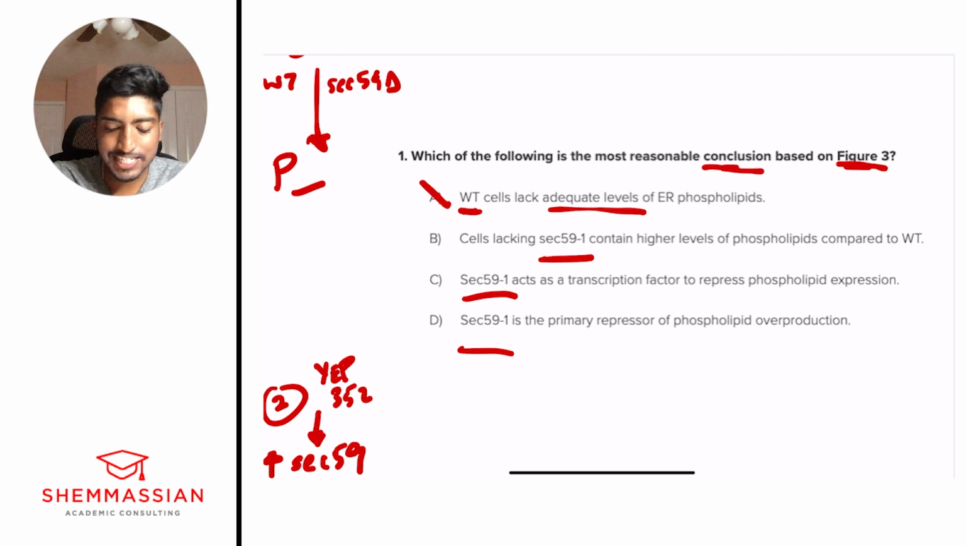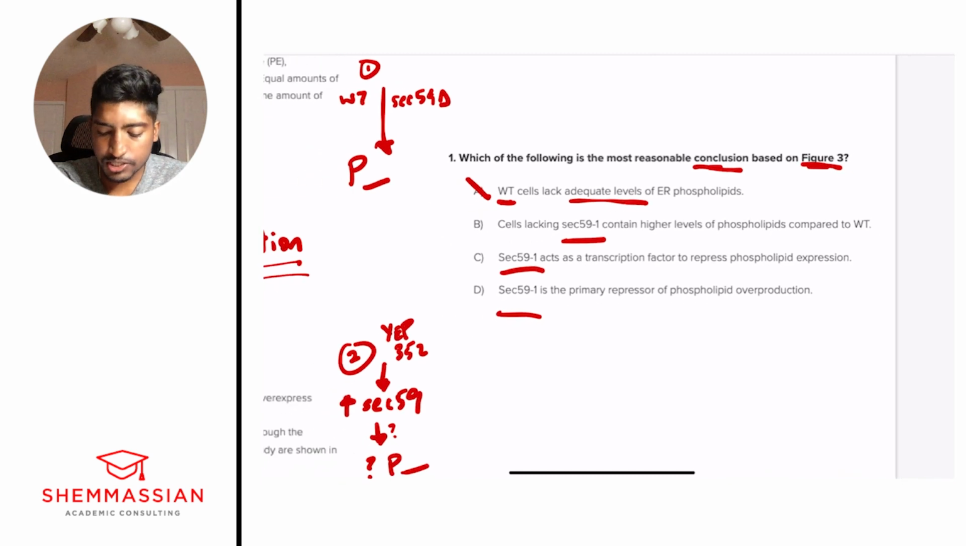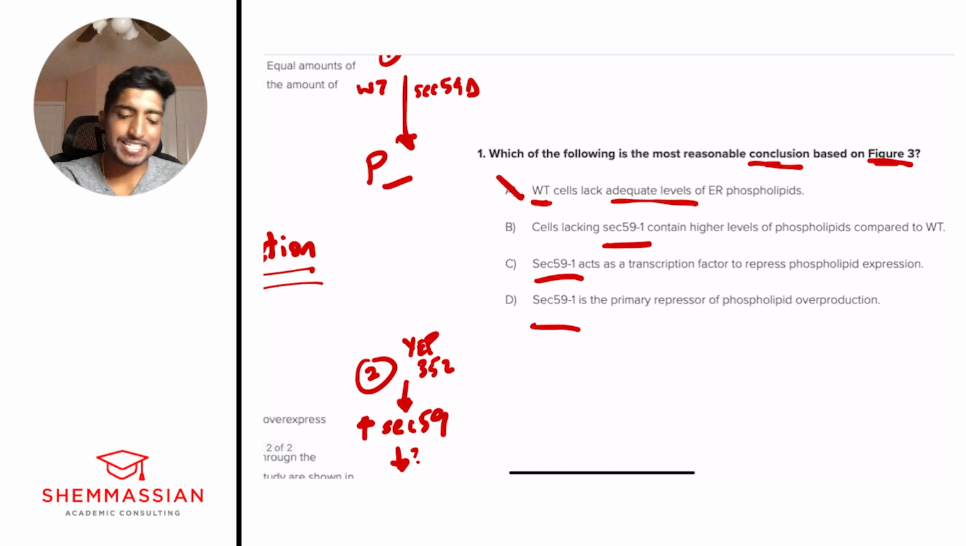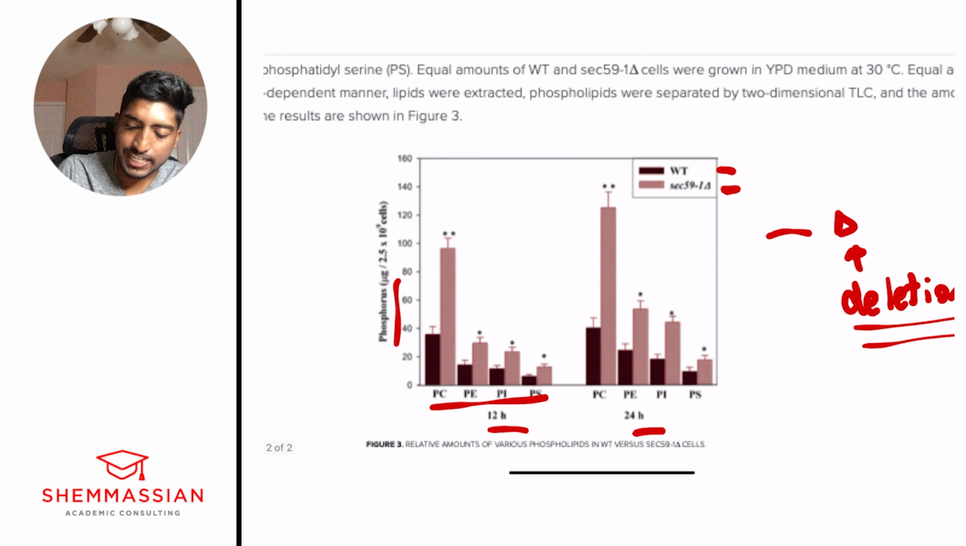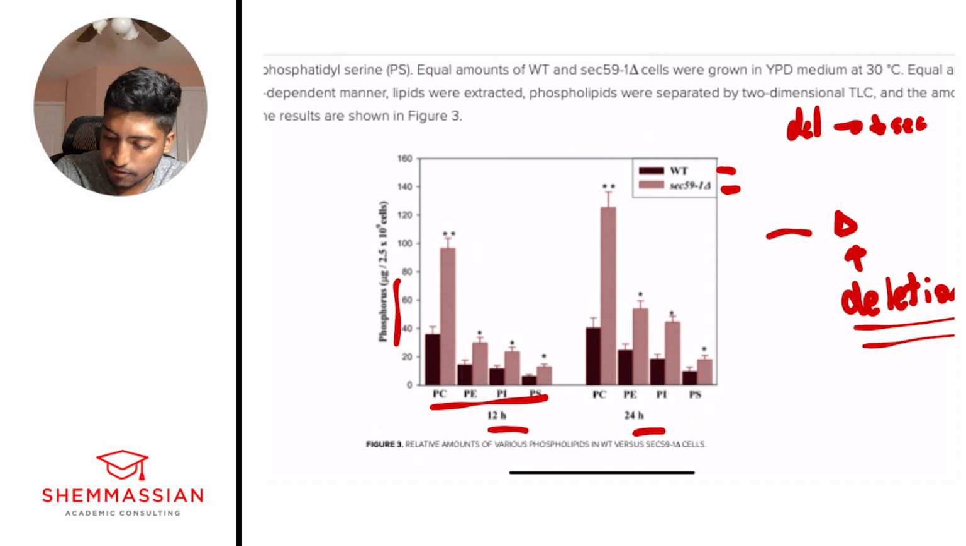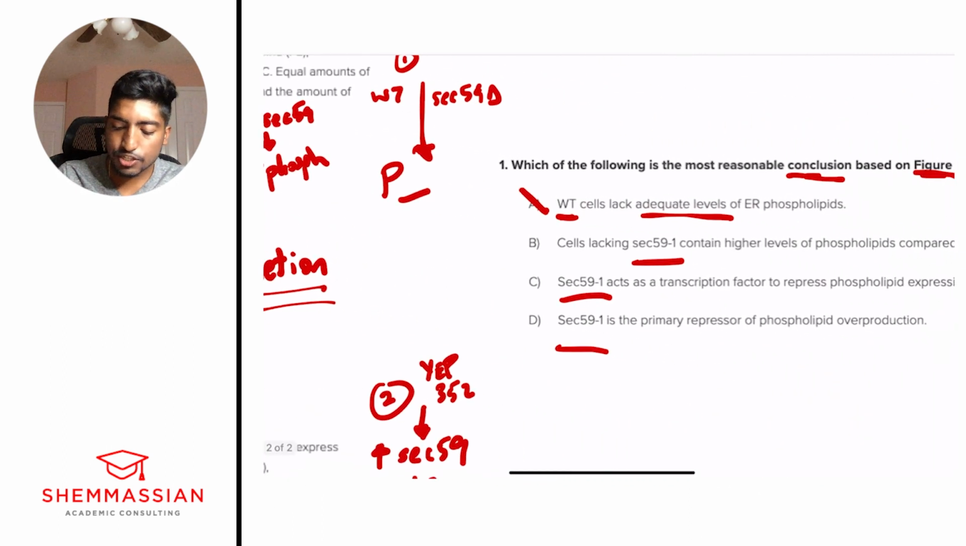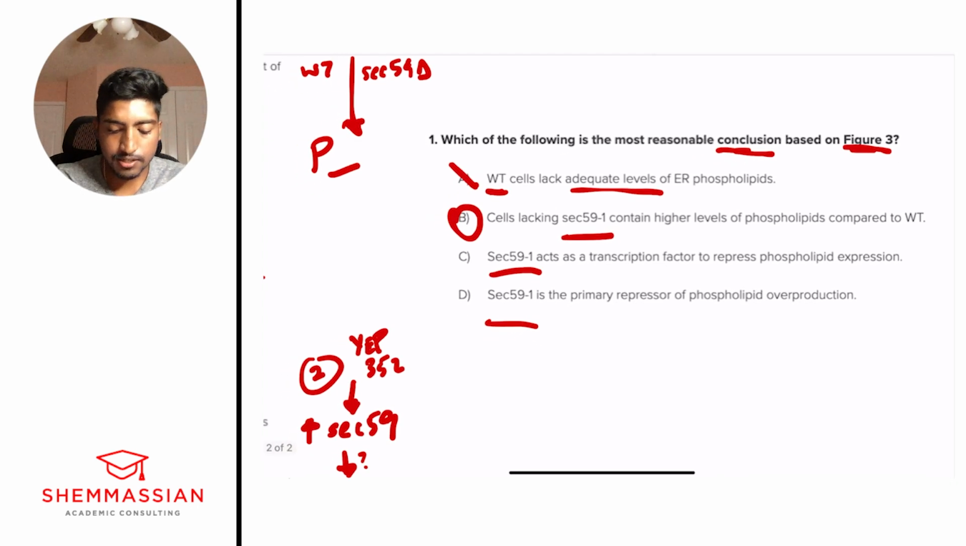B, cells lacking in SEC59-1 contain higher levels of phospholipids compared to wild type. All right, so our question here is asking what happens when we decrease SEC59-1? Do we have increased amounts of phospholipids? Yes, exactly, right? When we delete the SEC59, that results in decreasing SEC59, right? And so when we delete it, we have a decrease, but we see an increase in the amount of phosphorus. So decreased SEC59 results in increased phosphorus. And so that means we have increased phospholipids. And so right away, B is looking like our best answer.